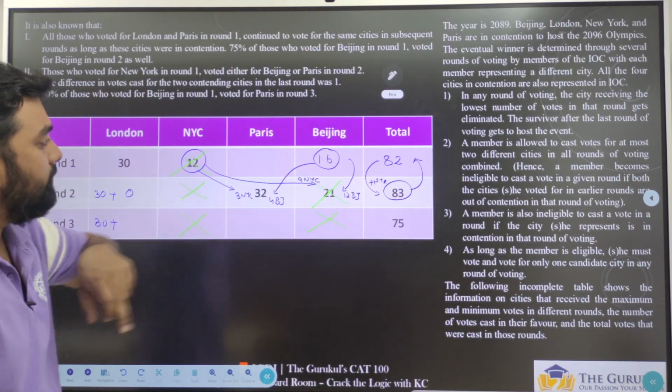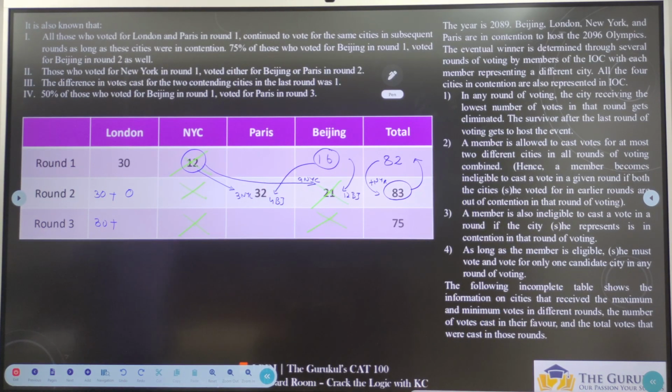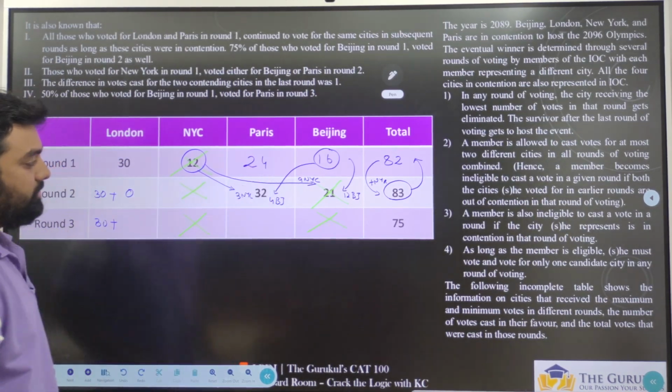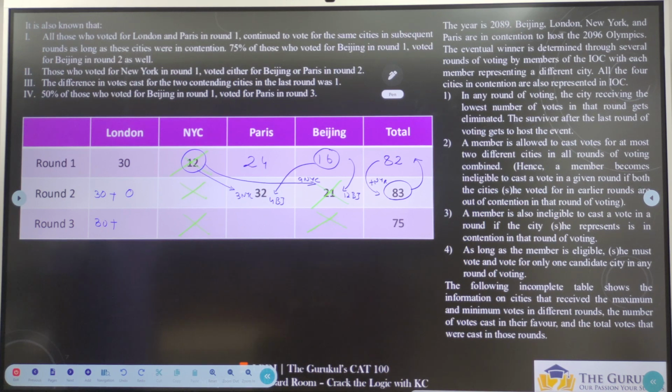30, 12, 16 should sum up to 82. So 16 plus 12, that is 28. 28 plus 30 is 58. If it is 60, it should be 22. So 24 people are there in Paris. Now the 24 became 32, which means 8 more people joined.